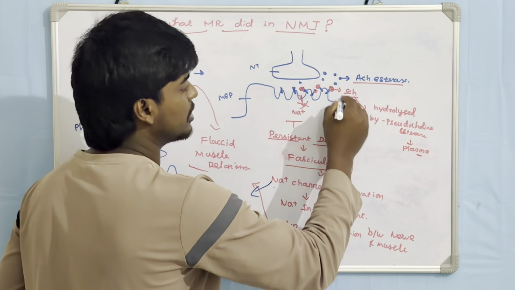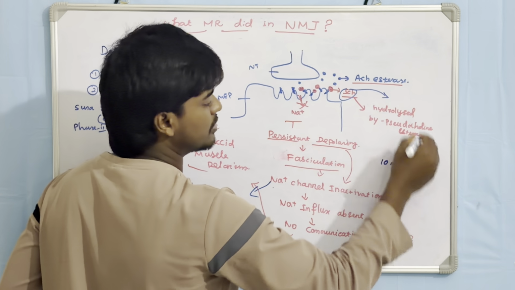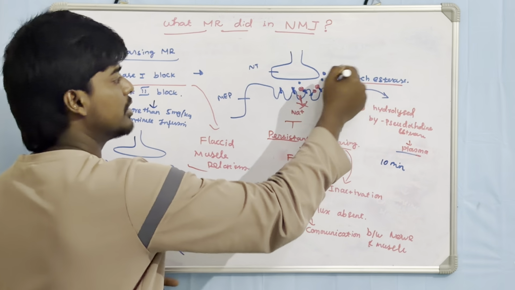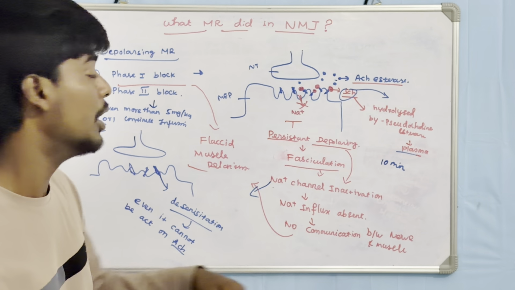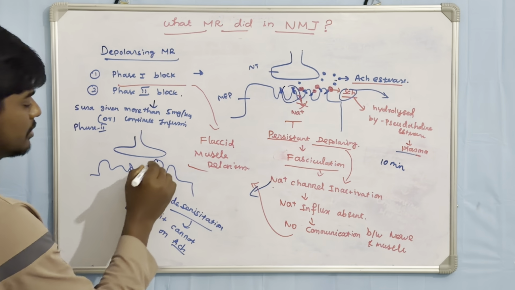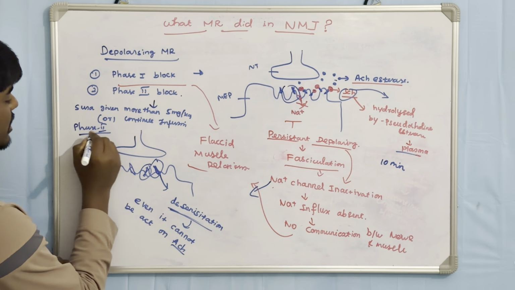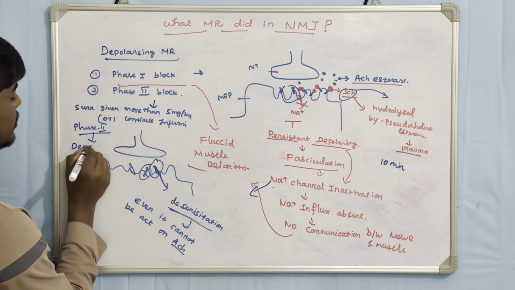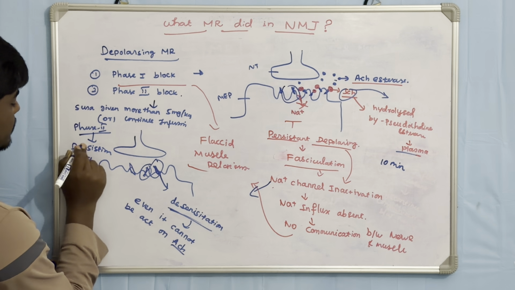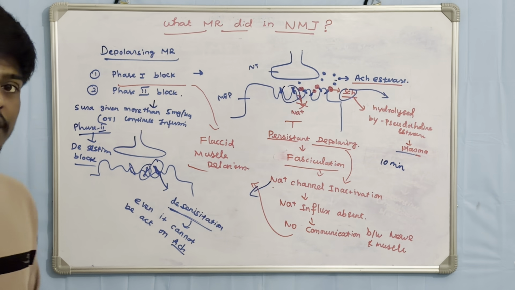After some time, about 10 minutes, the succinylcholine goes to the plasma and is hydrolyzed by pseudocholinesterase, and the normal physiology comes back. Acetylcholine binds and normal physiology happens. But in this case, the whole acetylcholine nicotinic receptor is desensitized. That is why the other name is desensitization block. So the whole receptor is desensitized.